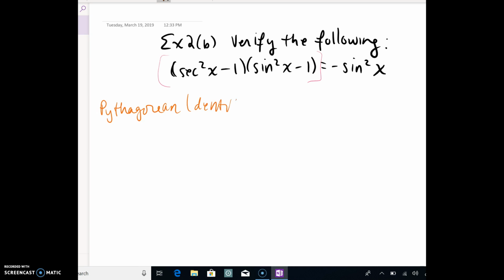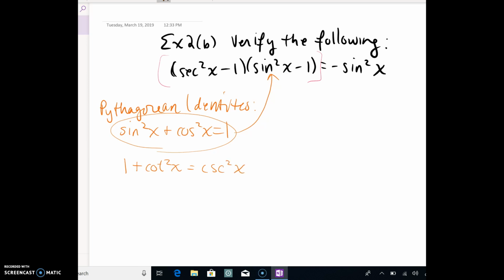The first one says that sine squared x plus cosine squared x is equal to 1. So we're going to use this one to help us reduce or simplify this one. And then we had 2 more Pythagorean identities. Let's see, the second Pythagorean identity told us that 1 plus cotangent squared is equal to cosecant squared.